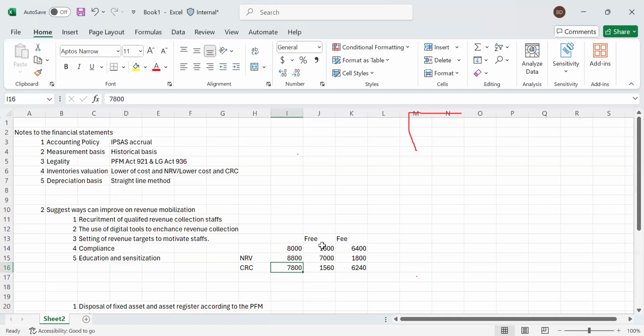When it comes to the net realizable value, the total net realizable value of the inventories is 8,800. However, 7,000 is free and 1,800 comes at a fee. The current replacement cost is 7,800, in the same proportion as the cost: 20% and 80%. Now we are supposed to find the closing stock.